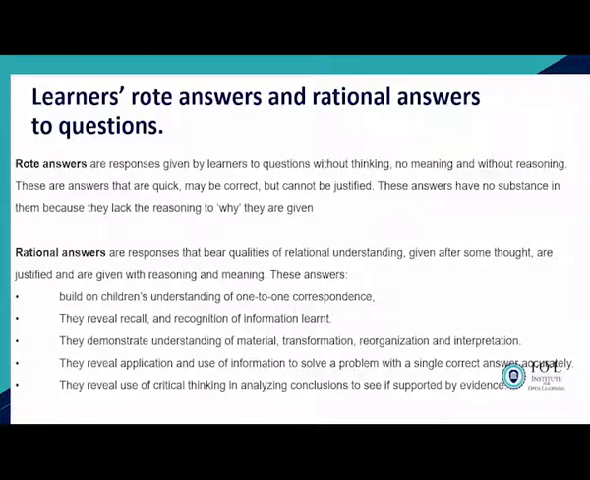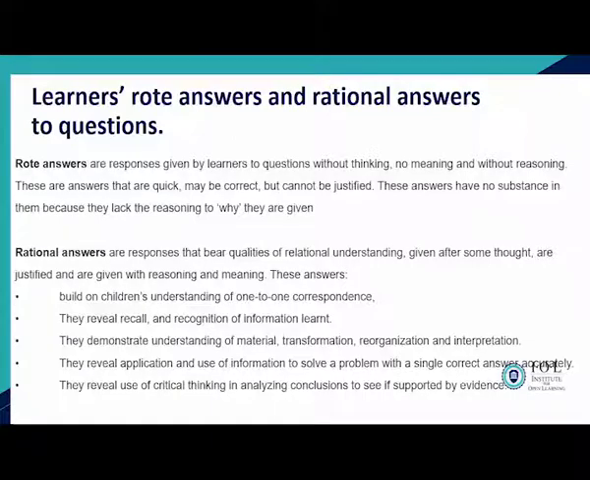Learners' rote answers and rational answers to questions. How do we take the learner's answers? 4 plus 5, a learner will say 9. Or maybe another one will say 20. Now, how do we take those two answers?